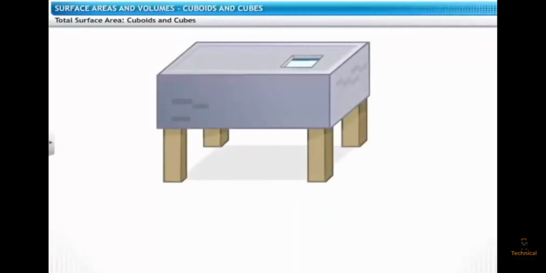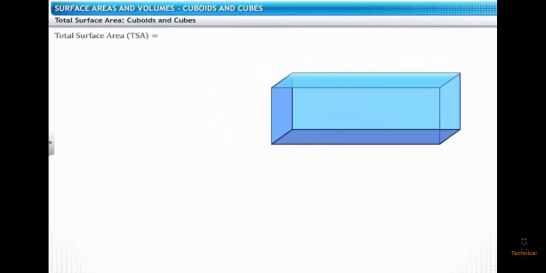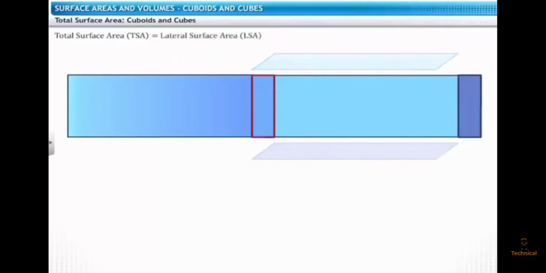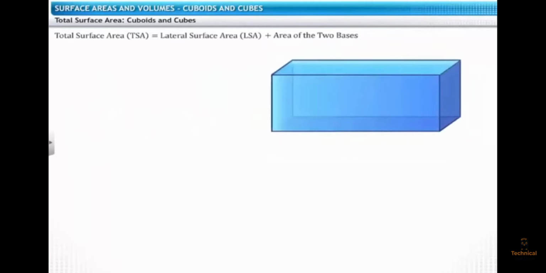Consider a different situation where you have to paint an overhead water tank. In this case, you will need to find the total surface area, or the TSA, of the tank. Please note that the tank is cuboid in shape. The total surface area, or TSA, can be defined as the sum of the lateral surface area, or LSA, and the area of the 2 bases. Please note the areas of the bases are equal. That is, equal to twice the length into breadth.